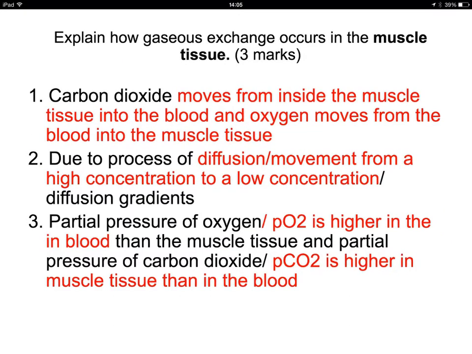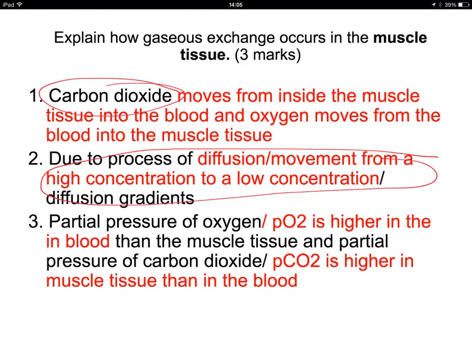So here's a question. How does gaseous exchange occur at the muscle tissue? Again, we've got those 3 points. We've got the diffusion bit, then we've got where carbon dioxide goes and where oxygen goes, and then it's due to those partial pressures, so the pressure of oxygen and the pressure of carbon dioxide. So again, those 5 points will get you those 3 marks.